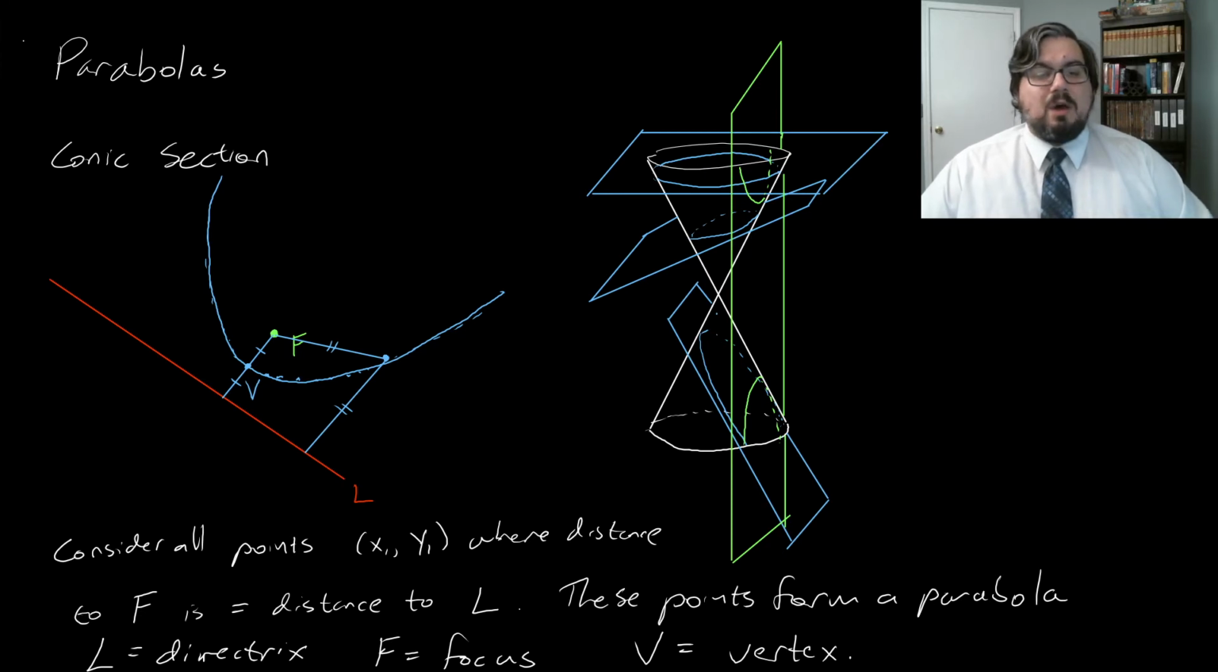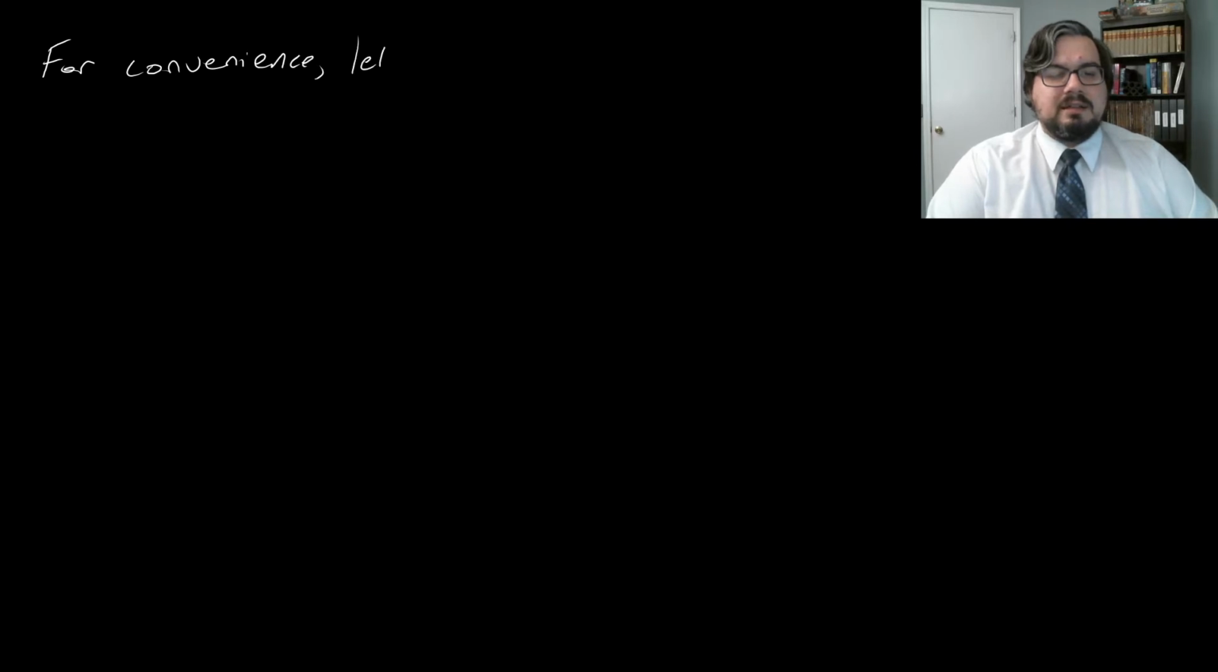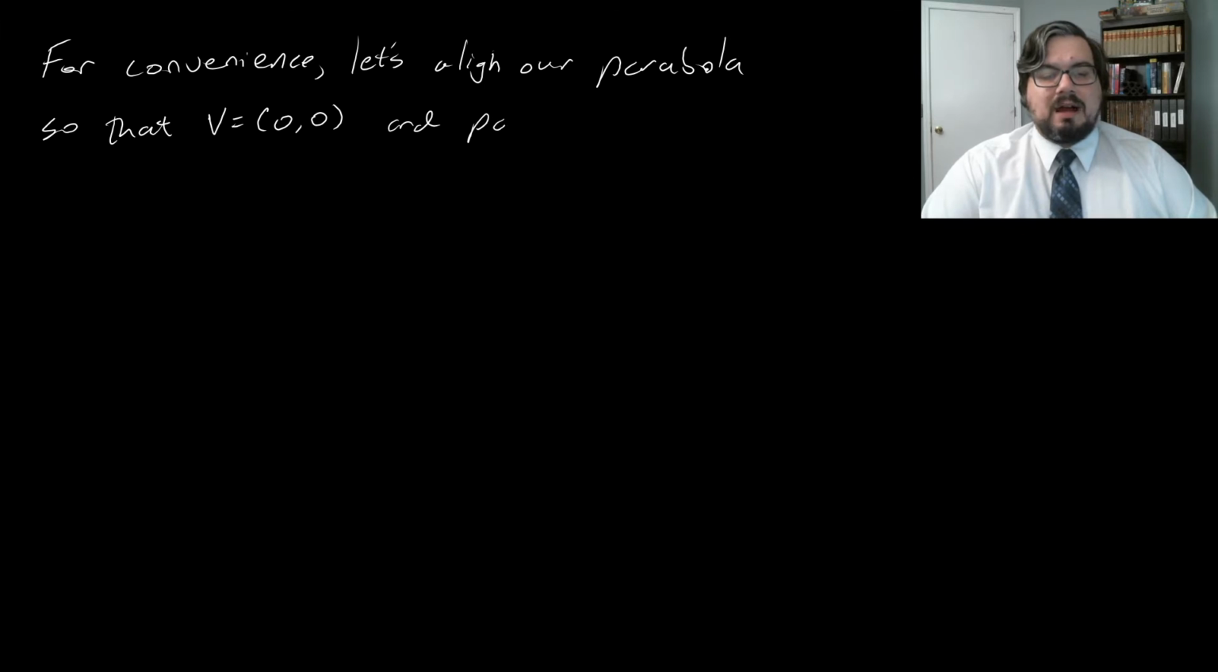So let's see how we can use some algebra to see why the parabola that we're familiar with matches with the parabola defined by this geometric description. Okay, so now for convenience, let's align our parabola so that the vertex is the point (0, 0), and the parabola points upwards.